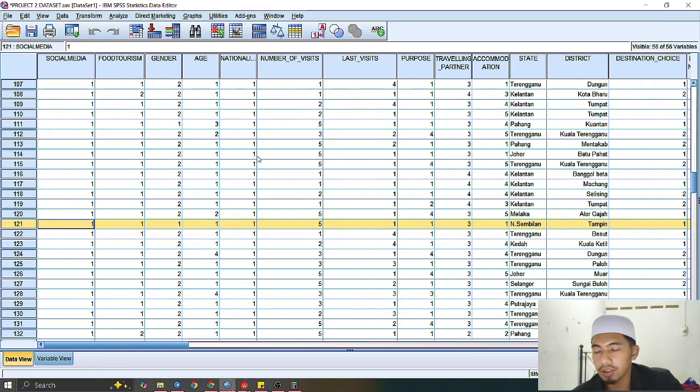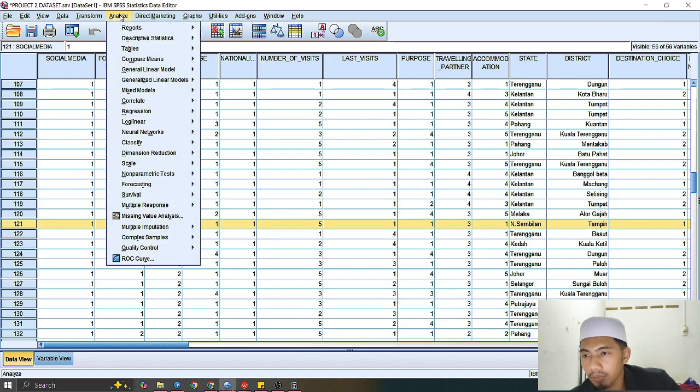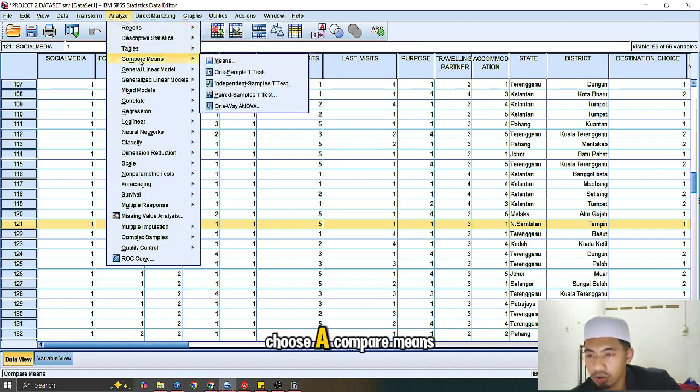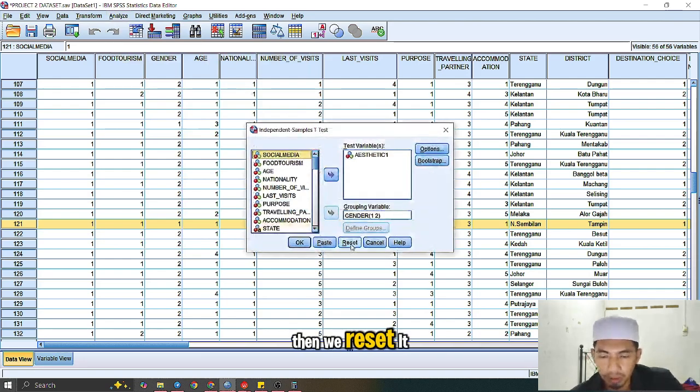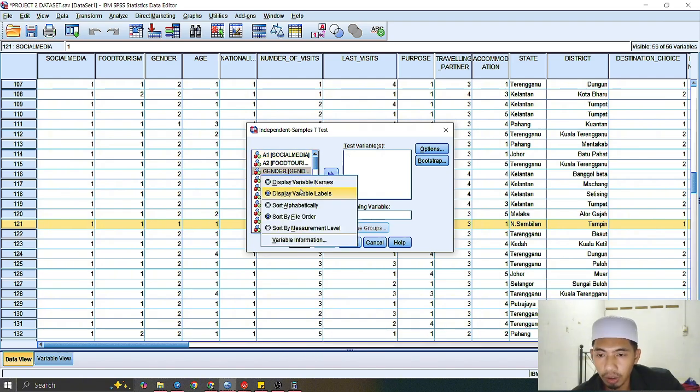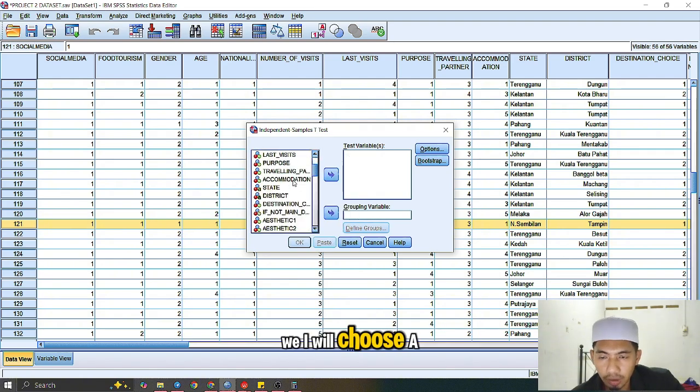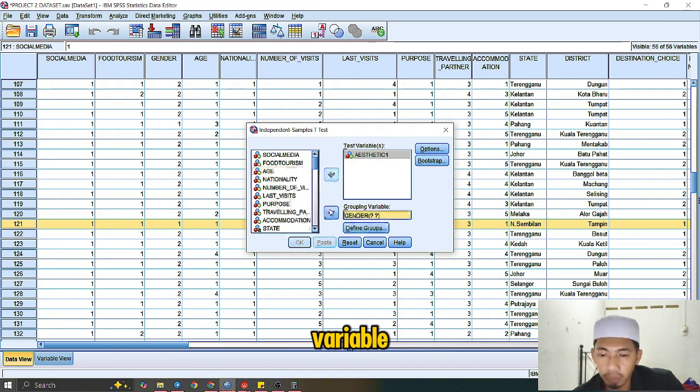Okay, first thing first, we click on Analyze at the top and choose Compare Means. Then at Compare Means, we take Independent-Samples T Test. Then we reset it. Then at the test variable, I will choose aesthetic and put it here, and at the grouping variable I will choose gender and put it at the grouping variable.